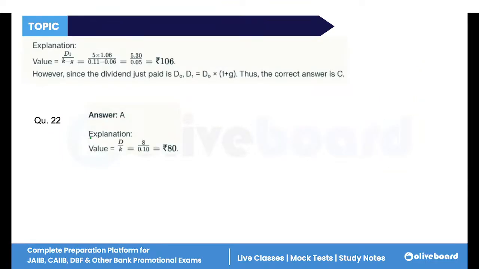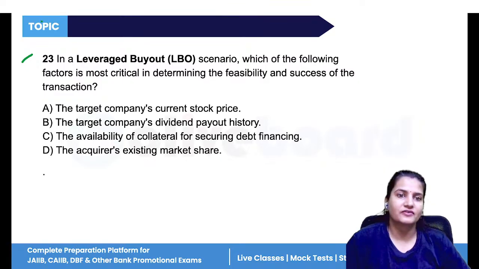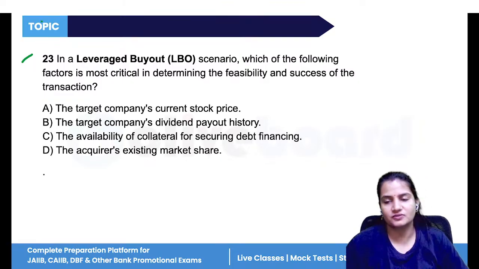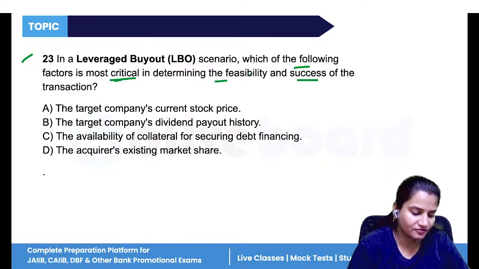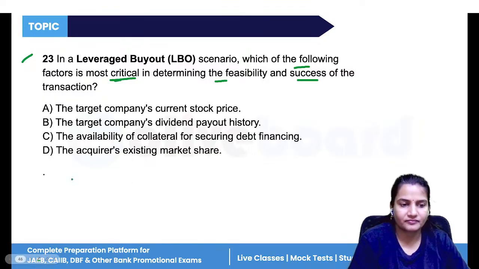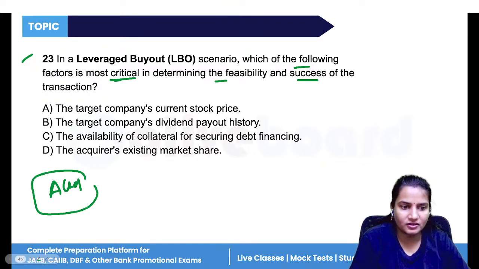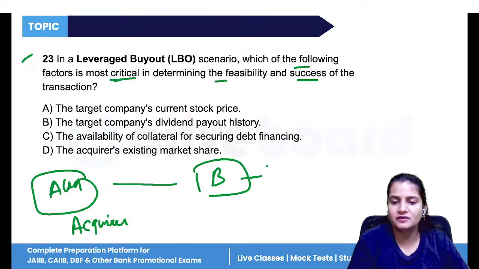All right. So this is again the explanation I have given. Now, next, question number 23. In a leveraged buyout, what is a leveraged buyout? Which of the following factors is most critical in determining the success of the transaction? Leveraged buyout means, see, suppose you are the acquirer, A Limited. You want to acquire company B. Now, company B becomes what?